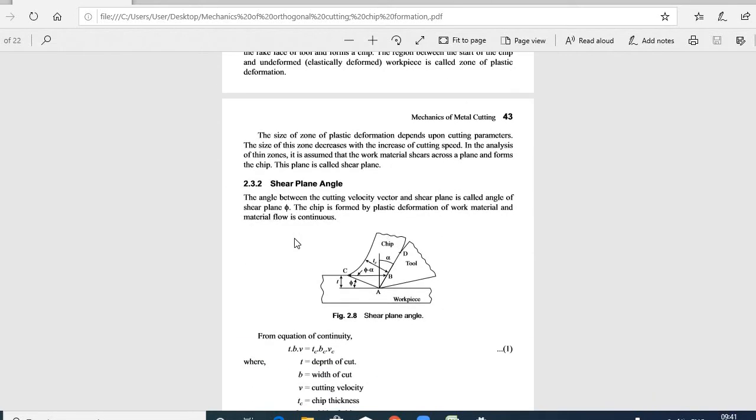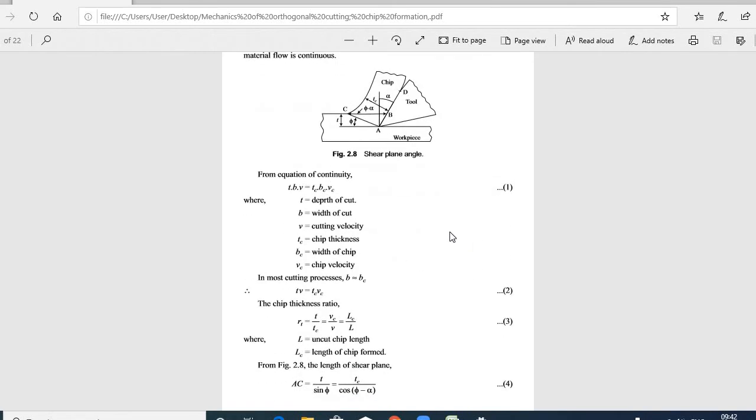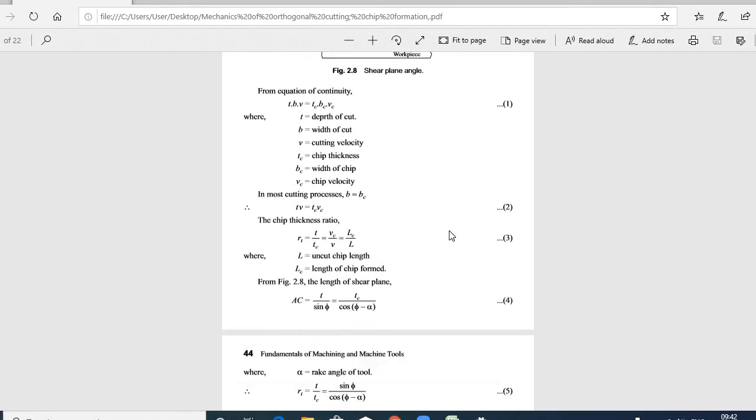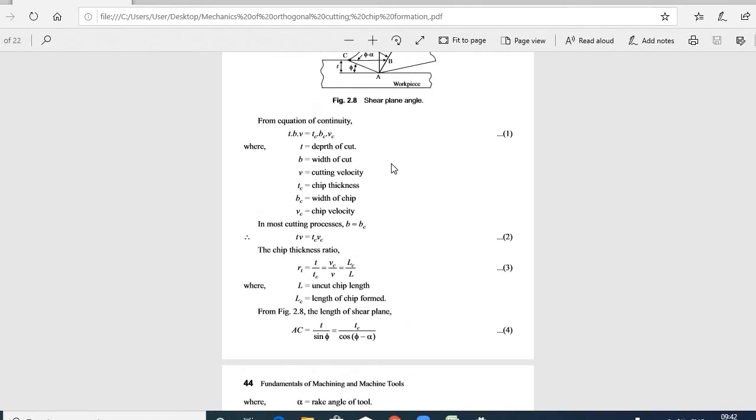Shear plane angle. The angle between the cutting velocity vector and the shear plane is called the angle of shear plane, that is phi. The chip is formed by plastic deformation of the work material and the material flow is continuous. Here the material flow is continuous. You can see the equation of continuity.